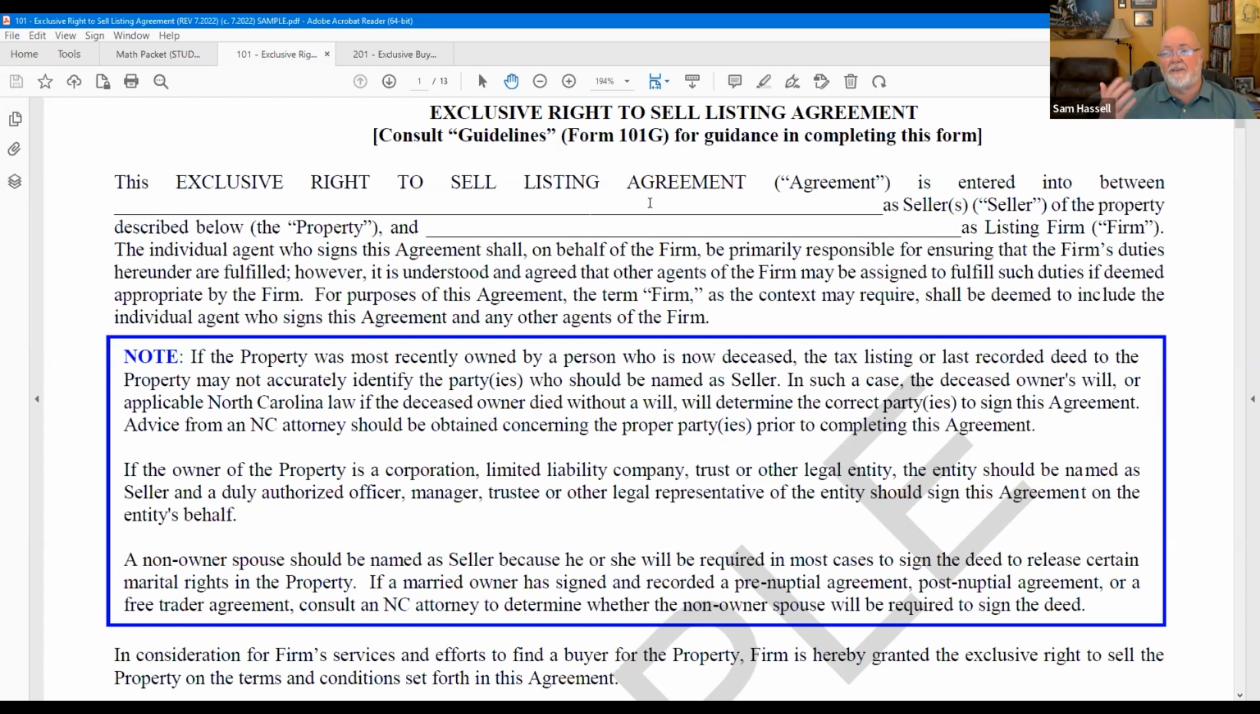Now, if it's an LLC or if it's a corporation, the person signing this has to have signature authority. So they have to have some sort of document that says that they are the attorney in fact for the corporation. They have signature authority to sign to sell this, all right? So they have to have that. All right, notice that, so their names would go here. Notice that this is the listing firm they are hiring, okay? And it goes there.